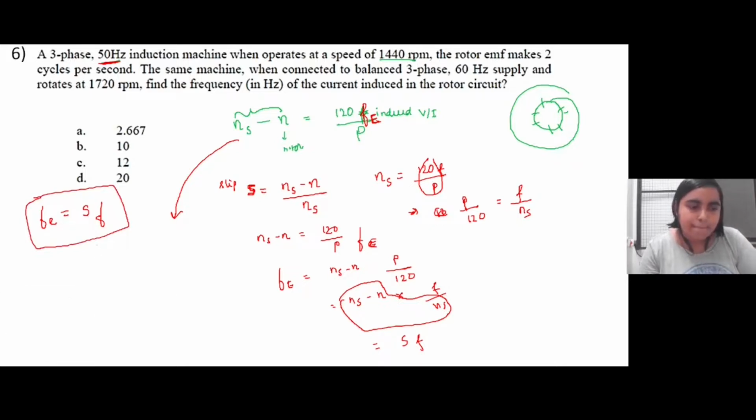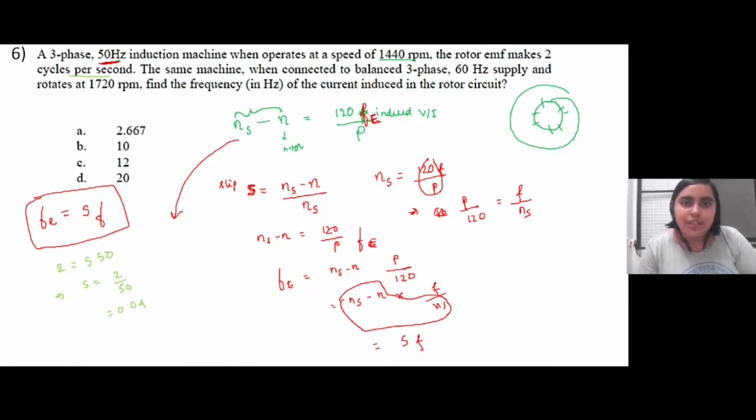So we are given that the rotor EMF takes 2 cycles per second. That is, its frequency is given as 2. Slip is what we do not know, and the input frequency is given as 50. So we can calculate slip as 2 by 50, right? Which is equal to 0.04.